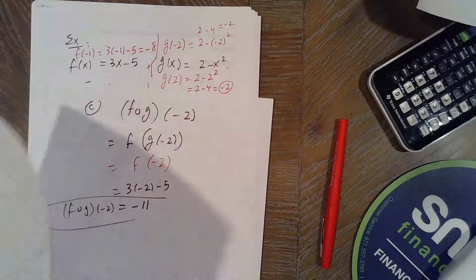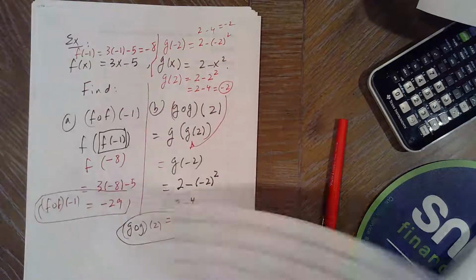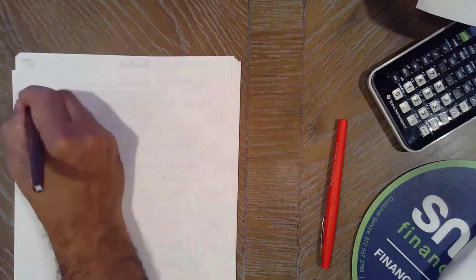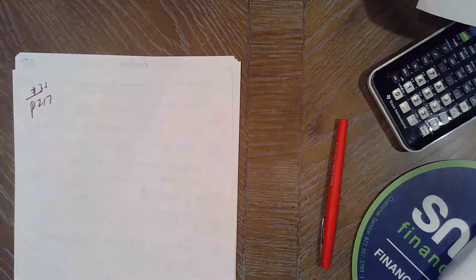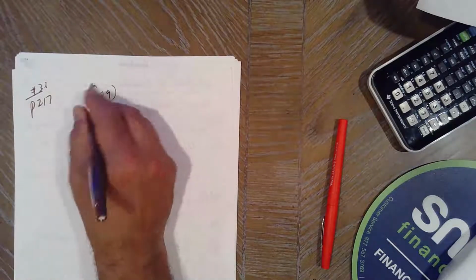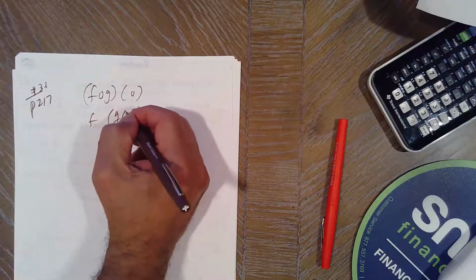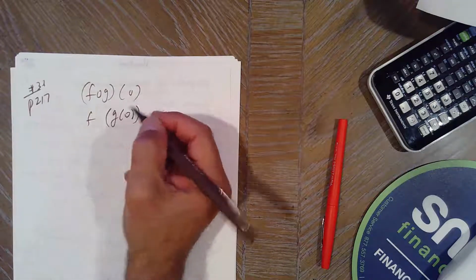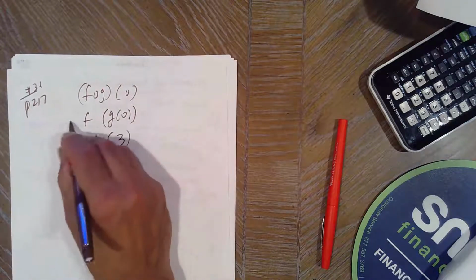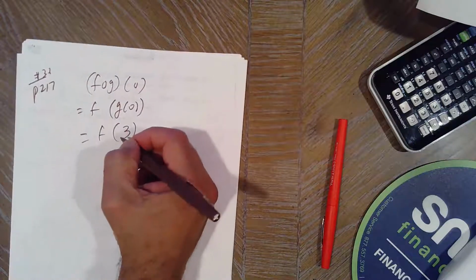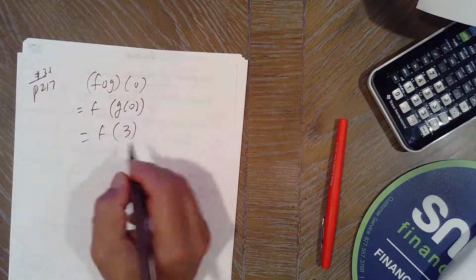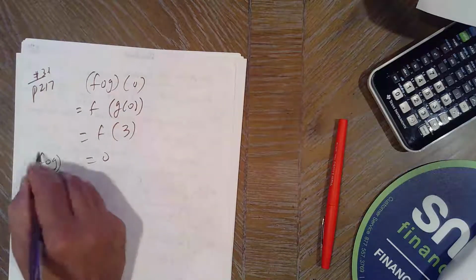Alright, number 36, page 217. They want you to look at the graph. It says find f composite g of 0 using the graph. So you're going to do g of 0 and f of that. If you look at the graph, it's the blue one. g of 0 is 3. You need to be looking at the graph, and then you're going to do f of 3. 3 is on the red graph, f of 3 is 0. So the answer is 0 for f composite g of 0.